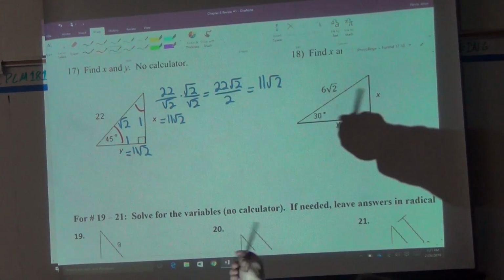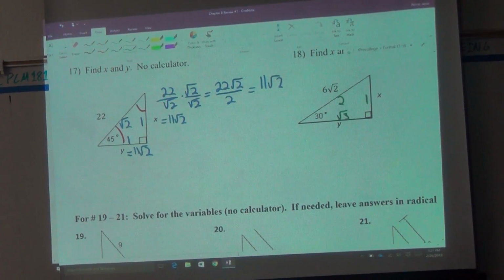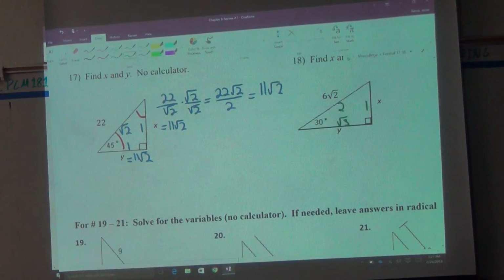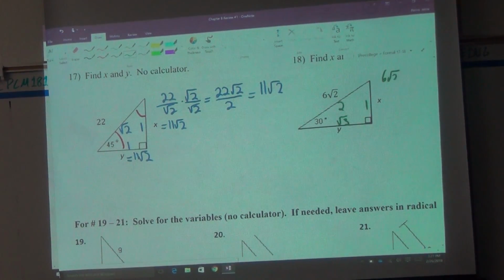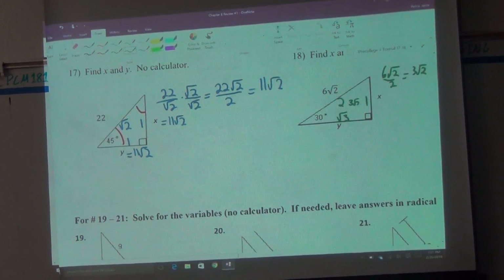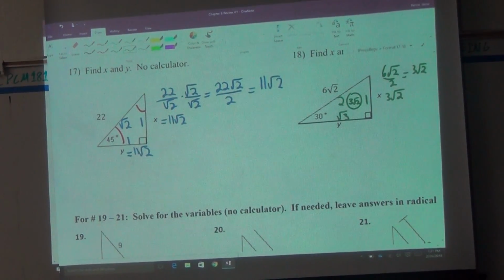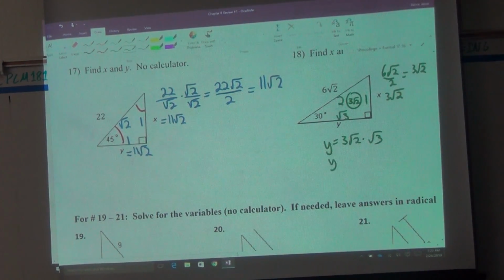How about for the 30, 60, 90 triangle? Is that 1, 1, root 2 or 1, root 3, 2? Steve. 1, root 3, 2. 1, root 3, 2. So if the 2 side is 6 root 2, we could divide 6 root 2 by 2, and that'll get us to 3 root 2. That's our scale factor. It's also our 1 side. And then our root 3 side is going to be 3 root 2 times root 3. What's your best guess for that one, Steve? 3 root 6. That's my best guess too.